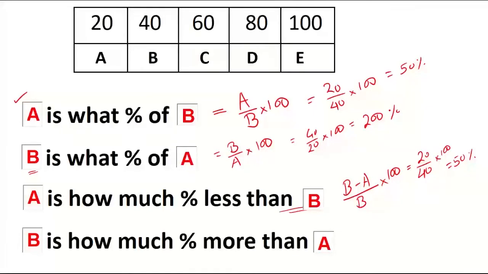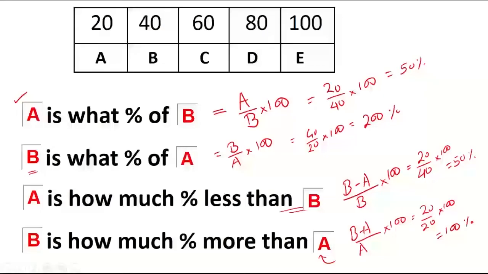Next, B is how much percent more than A? So B minus A divided by the denominator has to be A into 100. Which will give me 20 over 20 multiplied by 100. It's 100%.